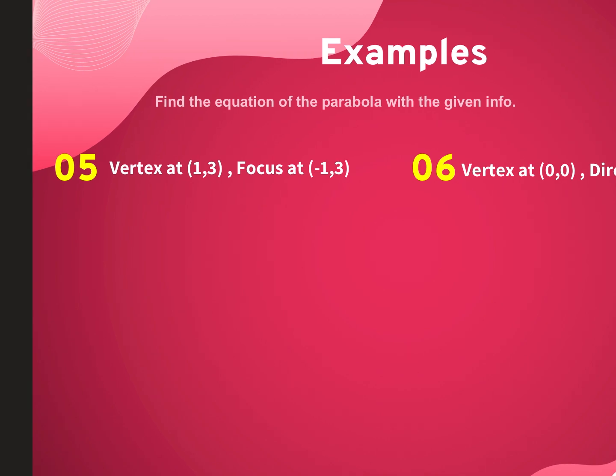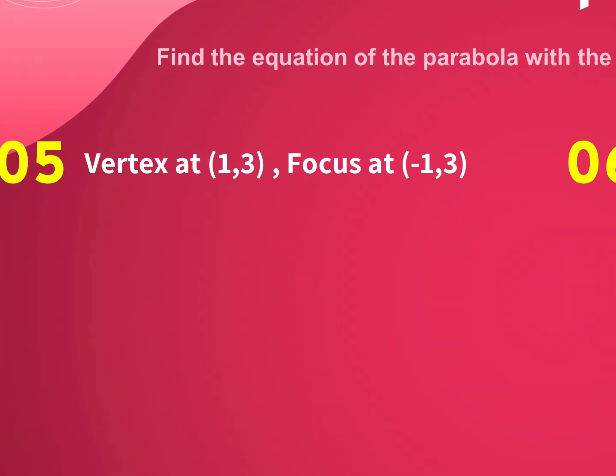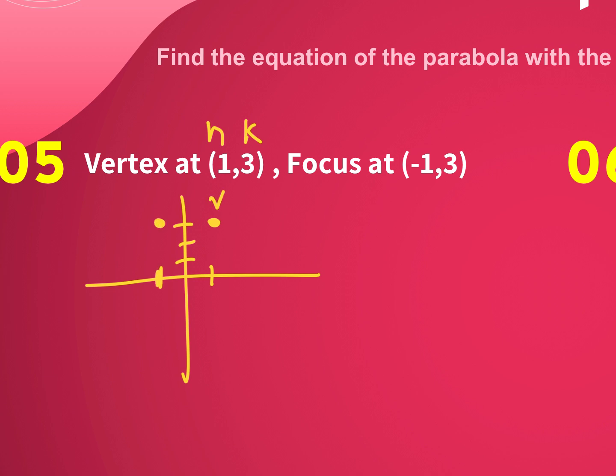Again, if you don't have a picture, you should draw one. What do you notice here? Number 5, what did they tell us? The vertex is not at 0, 0, so I'm going to go ahead and write an h and a k here, just so I don't forget. I'm still not 100% sure just by looking what kind of a parabola I'm talking about. So I'm going to plot my points. I'm at 1, 3. That's my vertex. And then my focus is at negative 1, 3.